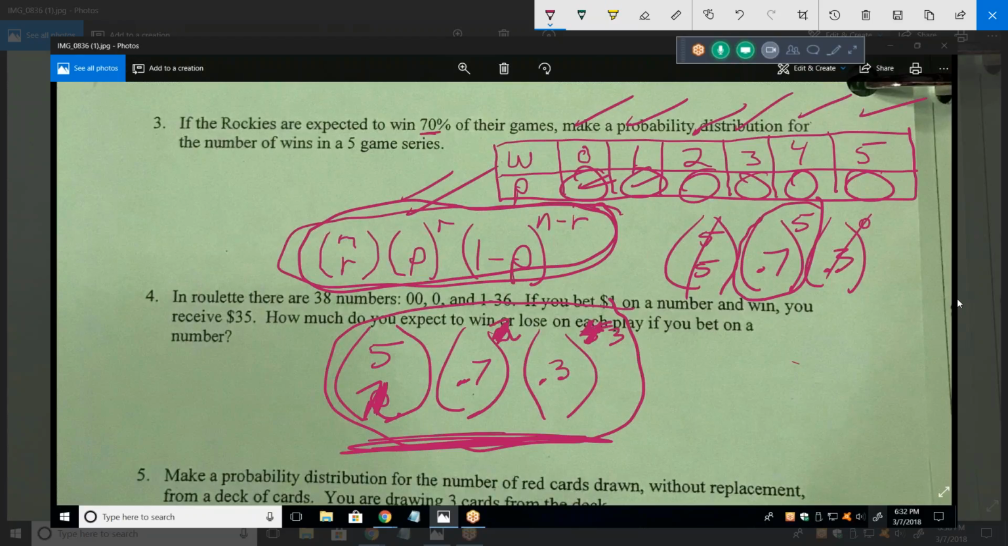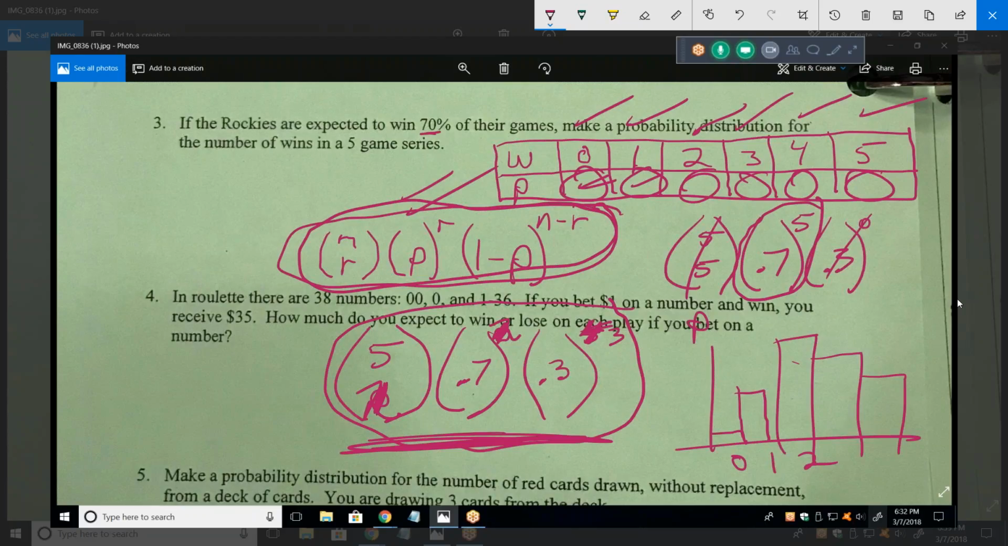Now, you don't have to use a table here. You can use a bar chart where this would be 0, that would be 1, 2, and so forth, and this would be the probability up there. And the probability of winning 0 would be really low. Probability of winning 1 would be a little better, but not as low as winning 0, and so forth. And you'd end up with a bar chart instead of a table.